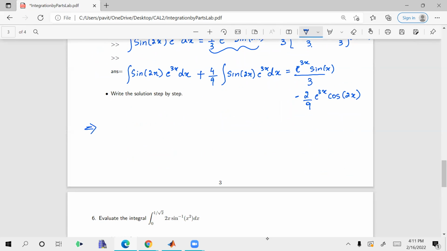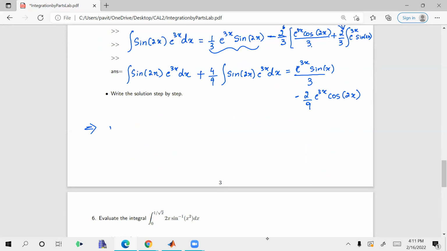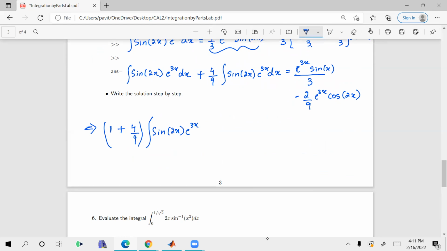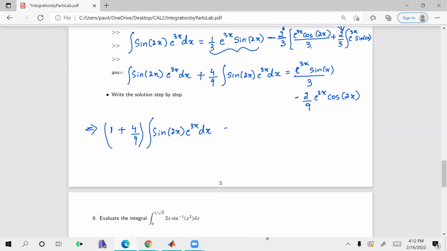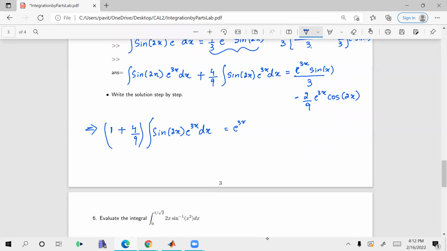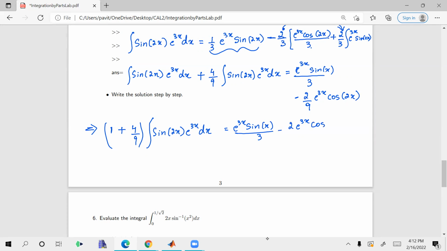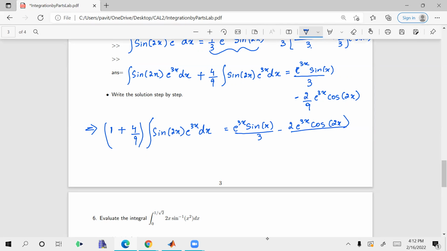Now, the last step: 1 plus 4 by 9. How did I get this? That's because I'm taking sine of 2x common, right? I'll take sine 2x e to the power of 3x to the one side, and I will group the constants. That will be equal to e to the power of 3x sine 2x by 3 minus 2 e to the power of 3x cos of 2x divided by 9.